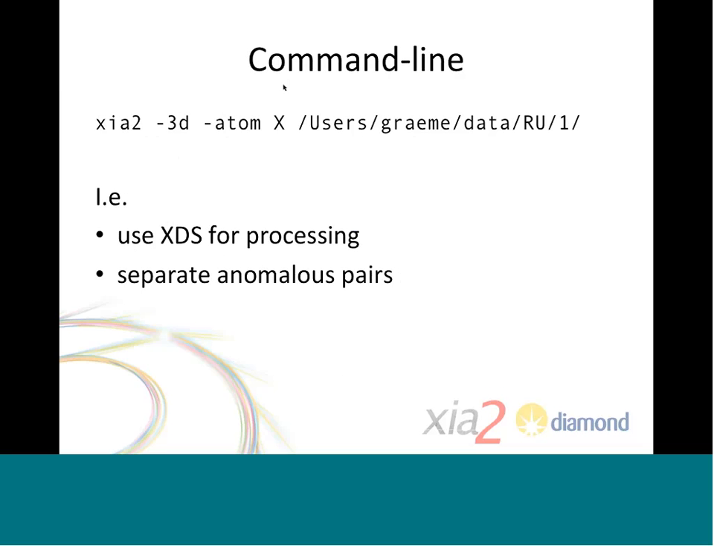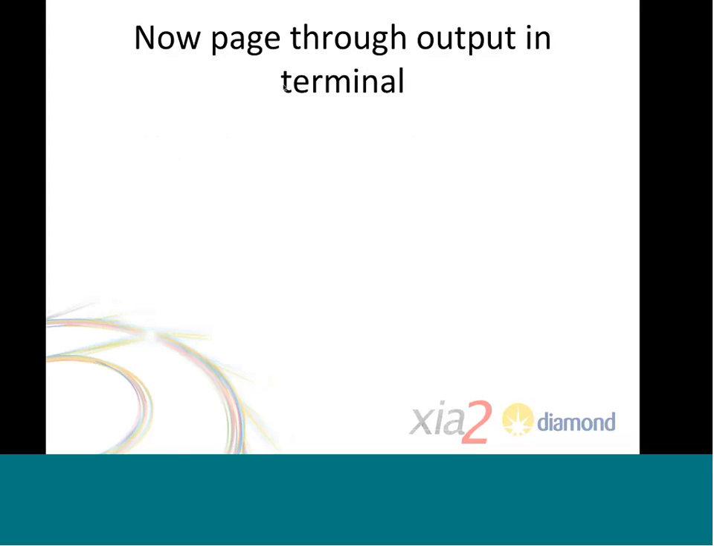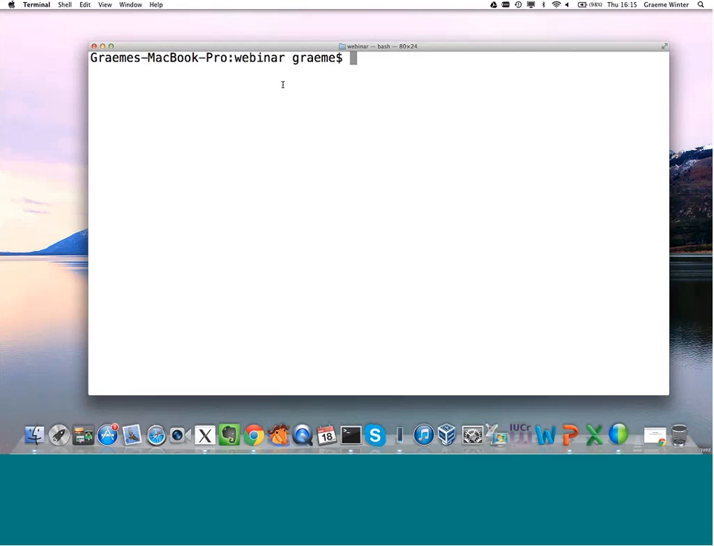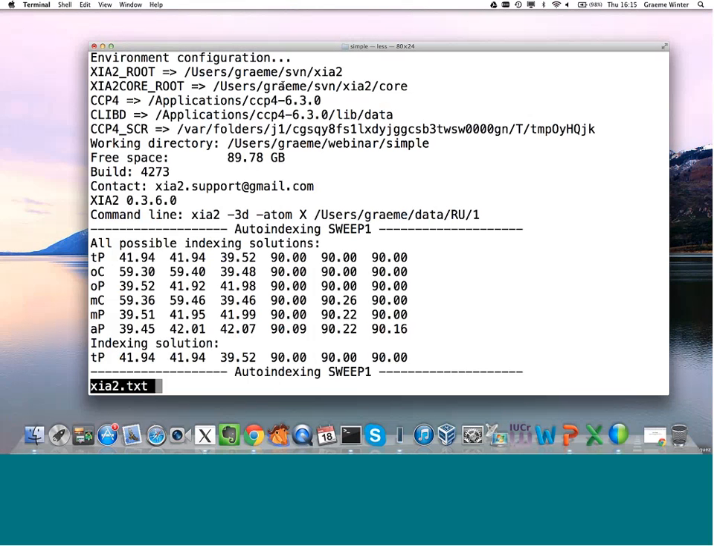So the only command line I gave it is specifying xia2 to use XDS for processing. It tends to work well for fine sliced data, to separate anomalous pairs, and here's the directory with the data in. And so I'll just show you the output from that now. In there, everything that is written to the console is also written to the xia2.txt file, so you don't need to worry about saving it, it's all there.